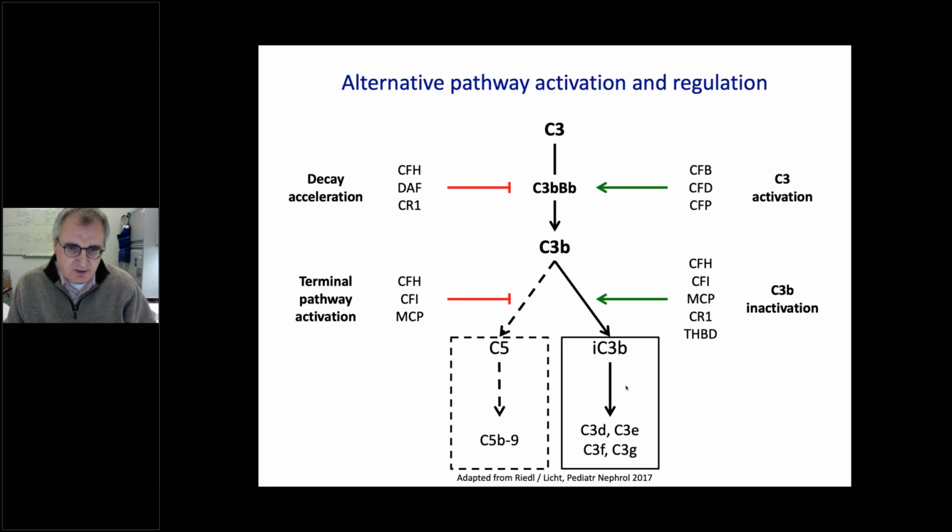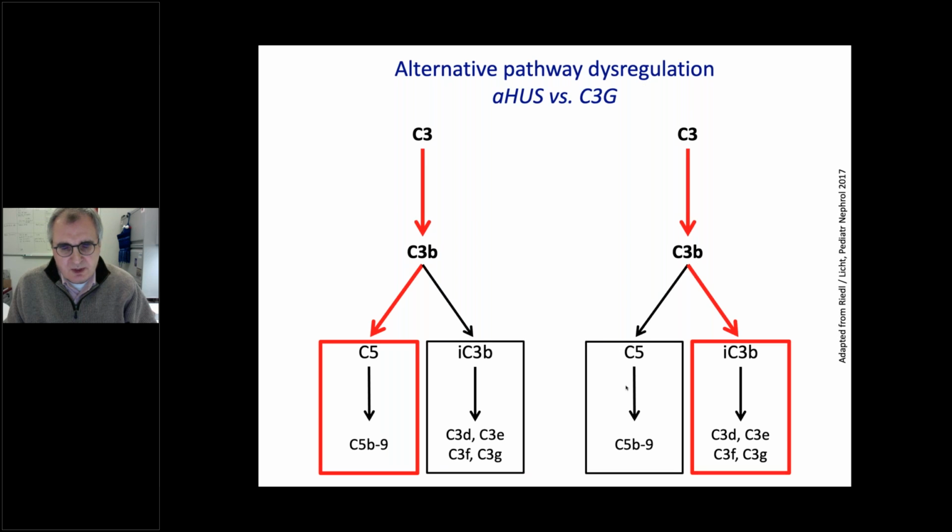If that is not happening, then the terminal pathway is initiated and the terminal pathway product C5b9 is formed. Our simple thinking about the two major diseases where complement is today established as a major component in its pathogenesis, aHUS and now C3G, is summarized on this cartoon. So in atypical HUS, as I mentioned earlier already, this pathway runs in overdrive towards the terminal pathway and the membrane attack complex that injures the endothelial cells.